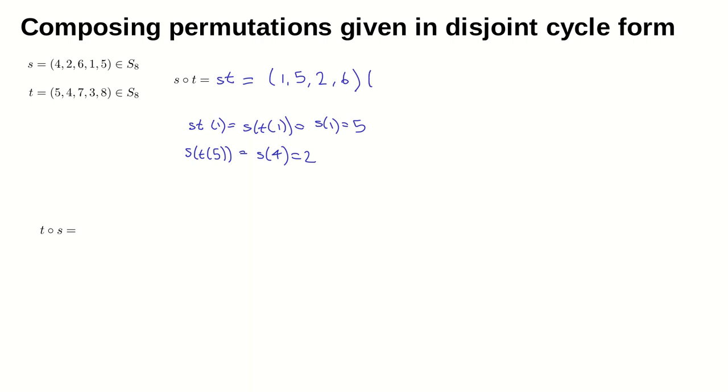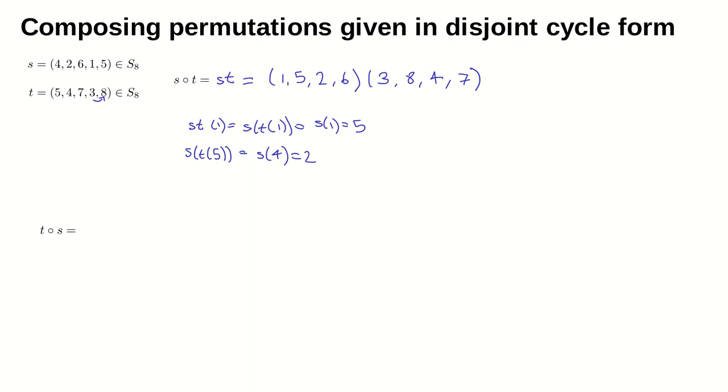Now we think: are there any numbers which aren't yet in a cycle? There are. For example, 3 is not yet in a cycle, so we start a new cycle and look at what happens to 3. S of T of 3 is S of 8, because T sends 3 to 8, and S of 8 is 8. So we get a 3 and then an 8. S of T of 8 is S of 5, which is 4. S of T of 4 is S of 7, which is 7. And S of T of 7 is S of 3, which is 3 again. So we're back around, and we close this cycle off.